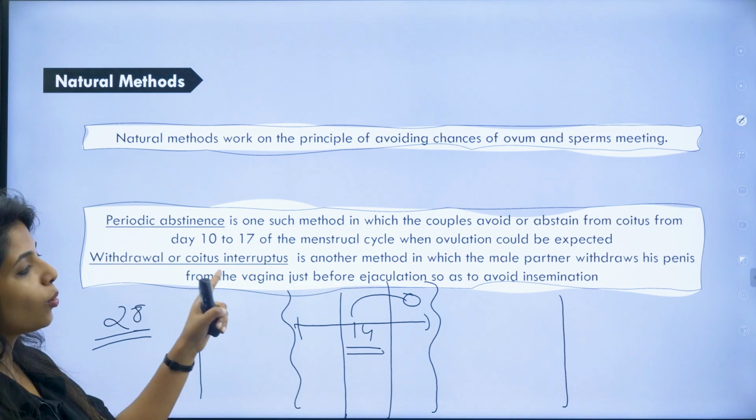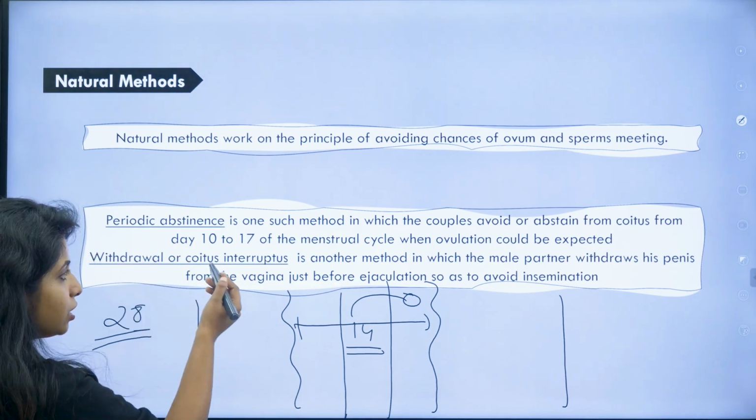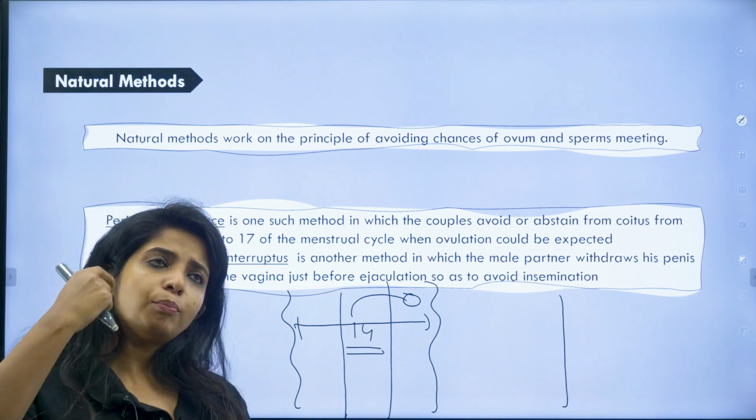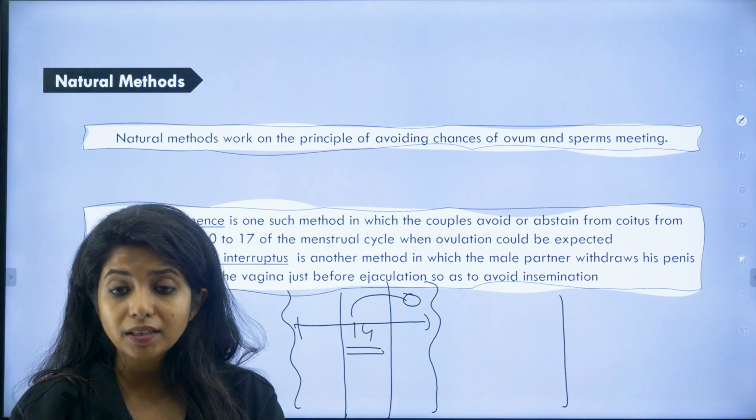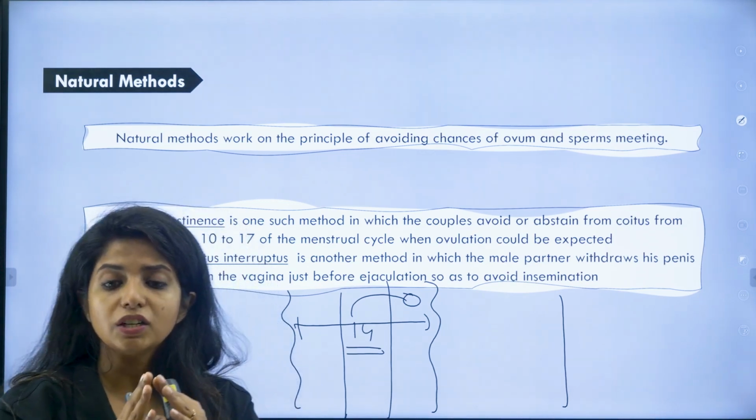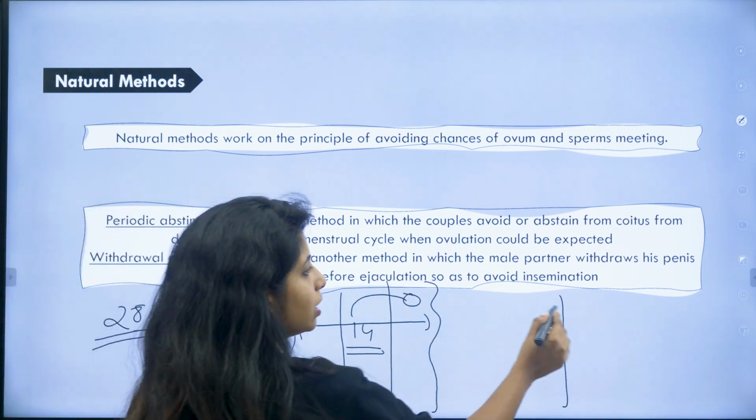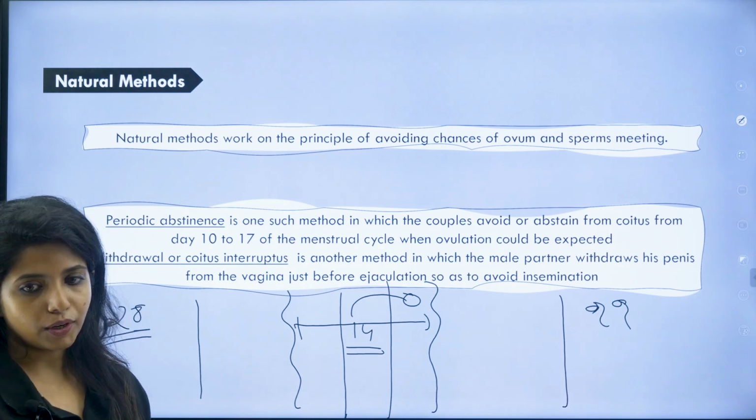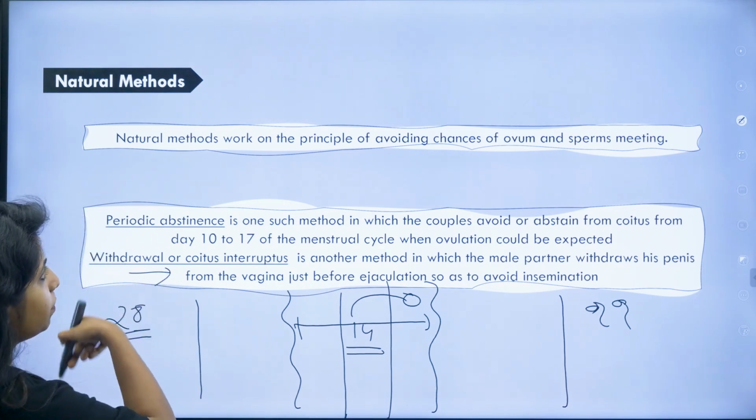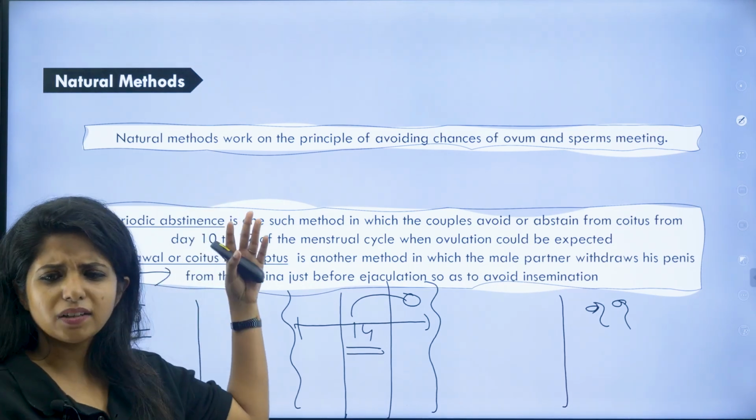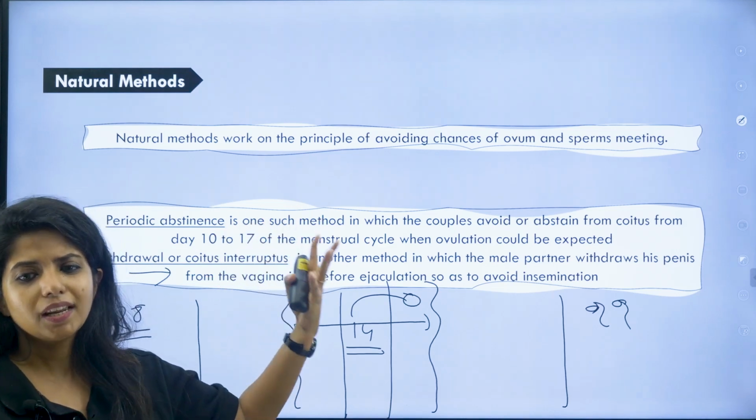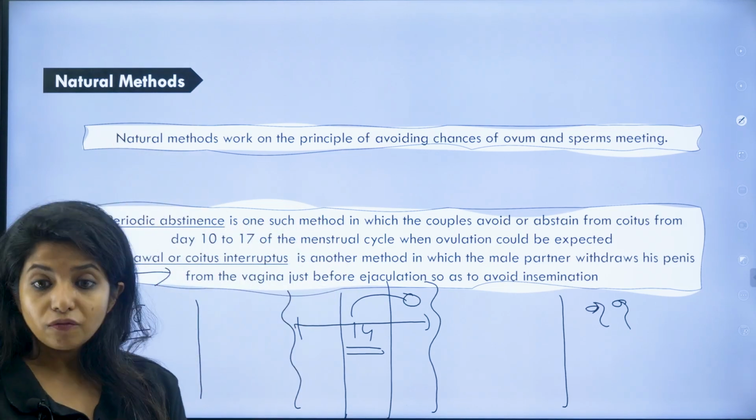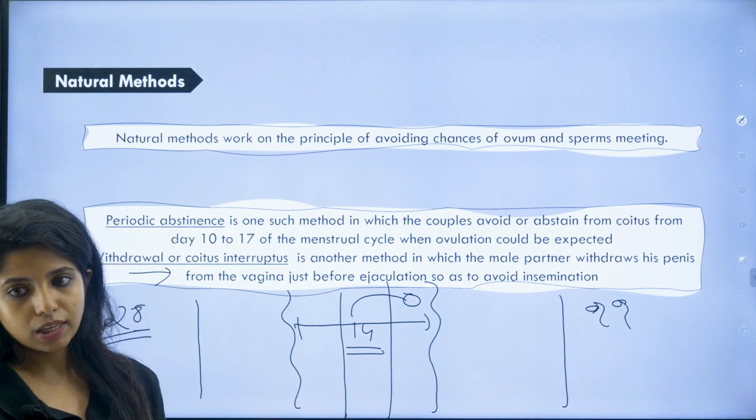Another thing is withdrawal or coitus interruptus, where, as the term says, you are interrupting coitus. Coitus means basically the sexual act. So before ejaculation happens, before the sperm is released, the penis is withdrawn from the female body. But this is not a very efficient method, and since you are not putting in medicines or taking anything, it comes under the natural methods. Periodic abstinence and withdrawal or coitus interruptus are such methods.